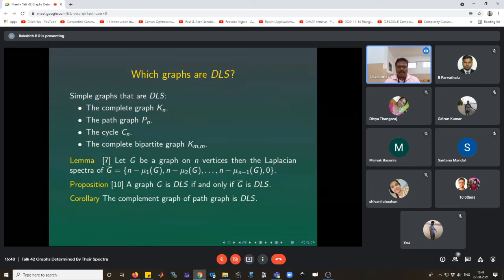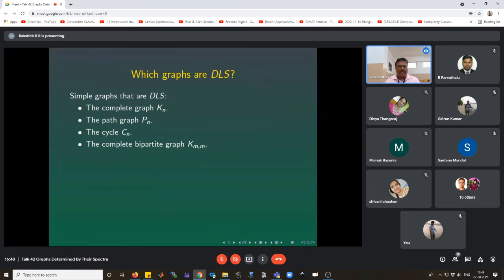So why is the path graph determined by the Laplacian spectrum? Note that from the Laplacian spectrum, we can determine the number of spanning trees, and also the number of components. So if G is any graph which is Laplacian co-spectral with the path Pn, then it must have only one spanning tree. That implies that G must be a tree. And also you can prove that its maximum degree is less than or equal to 2, and so it must be equal to the path graph. So this is how the proof goes.